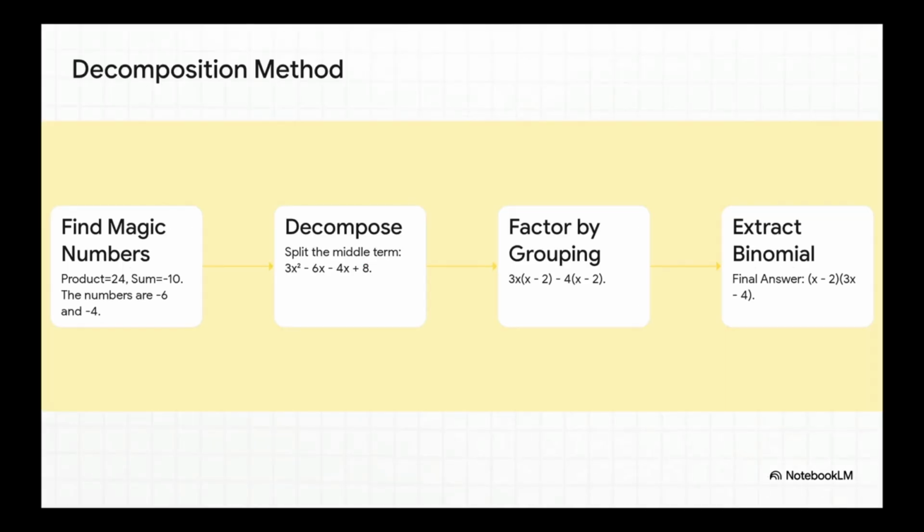Now for the more complex trinomials, the ones where that first number isn't just a 1, we use this awesome method called decomposition. Let's walk through this example. First, we find our magic numbers. As step 1 shows, we need a product of a times c, that's 24, and a sum of b, which is -10. A little thought, and we find the numbers are -6 and -4. Then you use them to literally break apart or decompose that middle term into -6x and -4x. Now look what happened. All of a sudden, we have a 4-term polynomial, which we already know how to solve using grouping. It's a fantastic little trick.